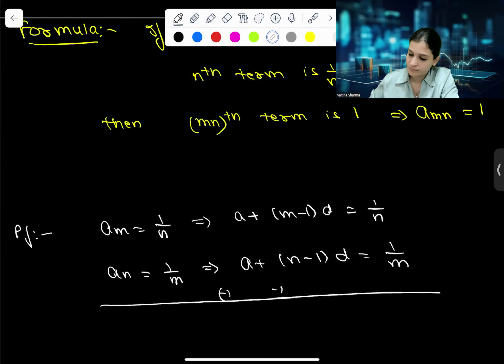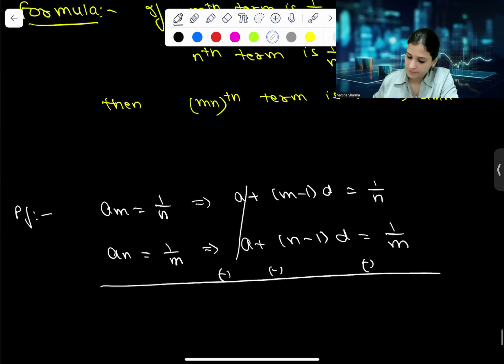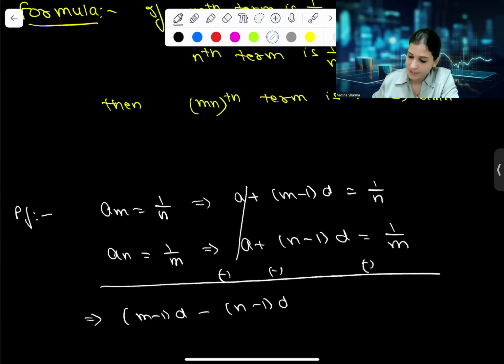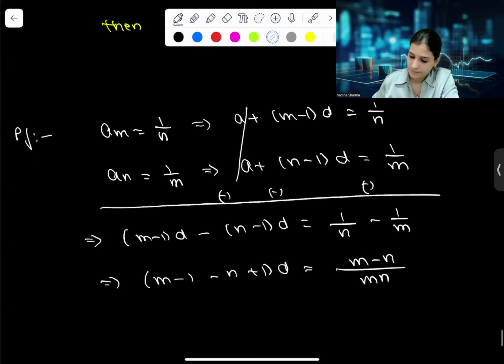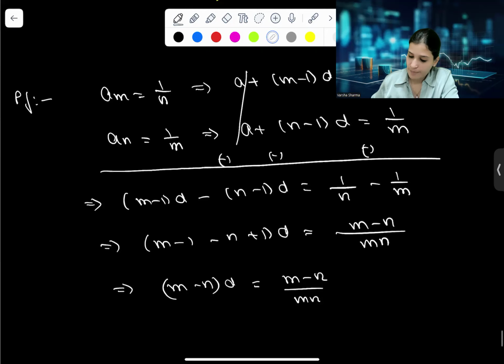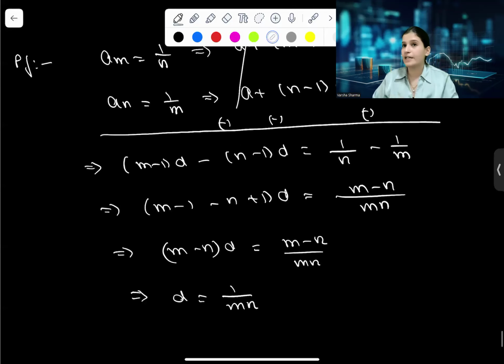Subtract. A gets cancelled. Take (m minus 1)D minus (n minus 1)D equals 1 by n minus 1 by m. Taking D common, LCM mn. 1 gets cancelled. M minus n cancels. So D will be 1 by mn. Any doubts? Put this value in any one of the equations.